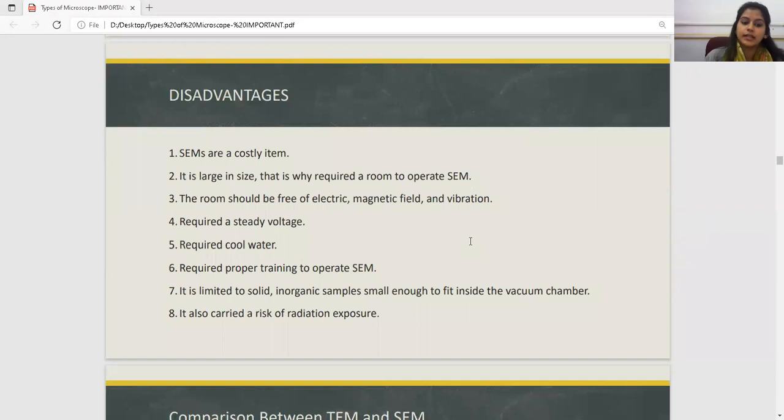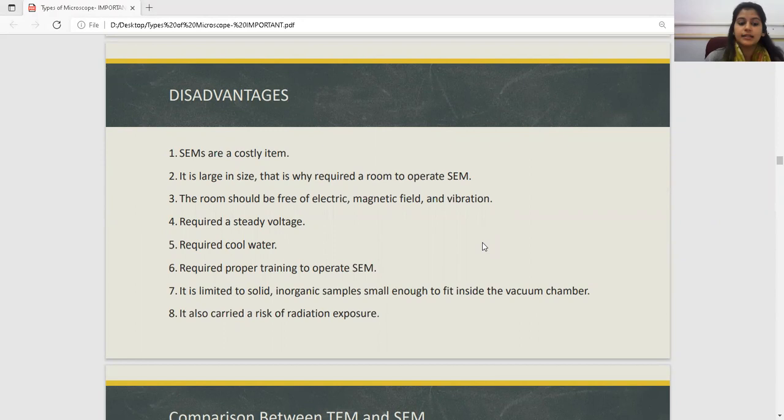It also has its own disadvantages. This is nothing but its cost, and it requires its own room setup, and a vacuum condition has to be maintained. So, of course, that again contributes to the expense. Again, it has a high voltage requirement and requires cool water in order to operate. Of course, a properly trained person is required. It is limited to studying solids.